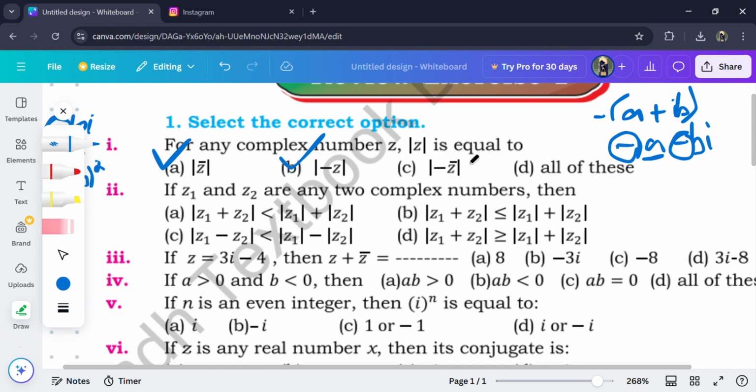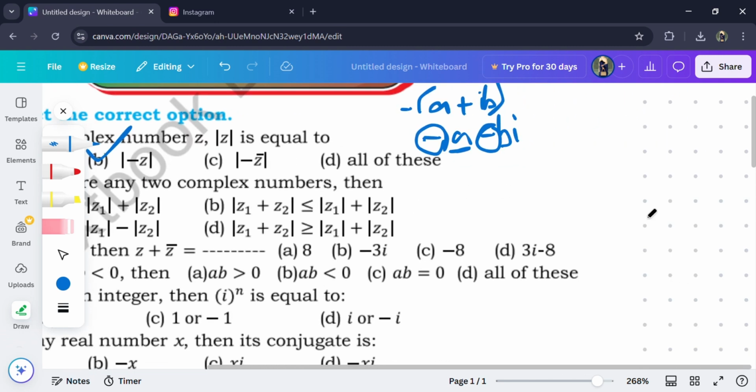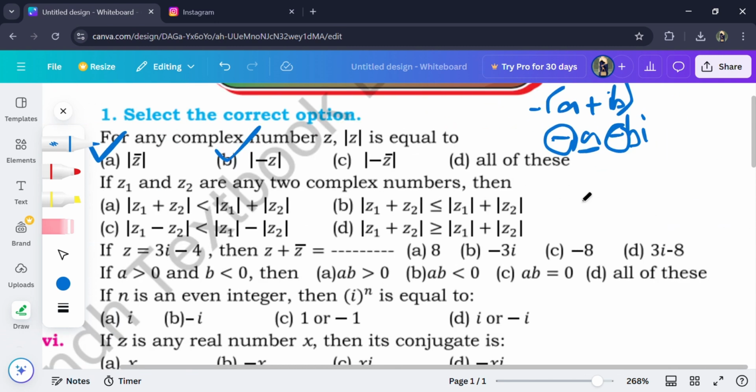Again in the third option, they are saying that in a situation where you are given a complex number, first you need to take the negative, then you need to conjugate it, meaning you change the sign of the imaginary part, so it will become minus a plus b iota. Again the same point: we are not concerned about the signs, so this is also the condition. So overall option number D is correct.